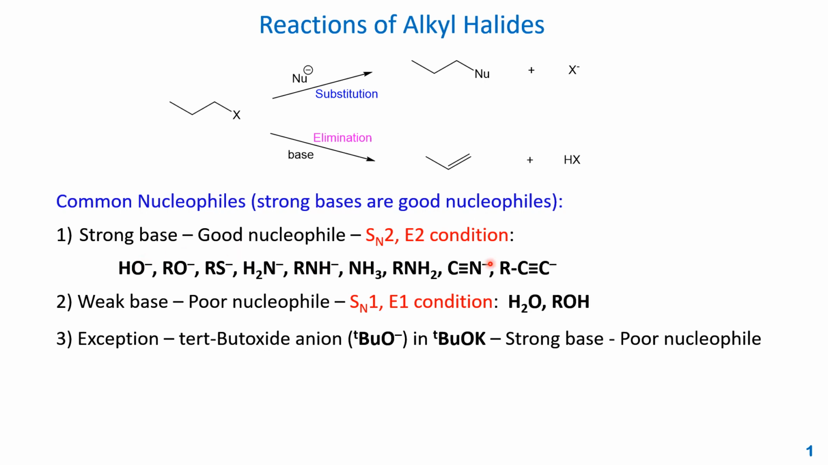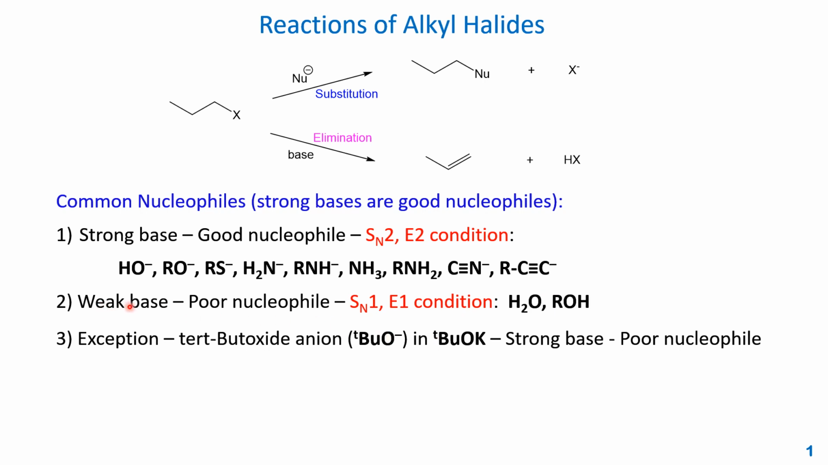This shows some common strong bases and good nucleophiles for Sn2 and E2: hydroxide, alkoxide, thiolate, amide, ammonia and amine, cyanide and acetylide. These are good examples of strong bases that are at the same time good nucleophiles for Sn2 and E2.